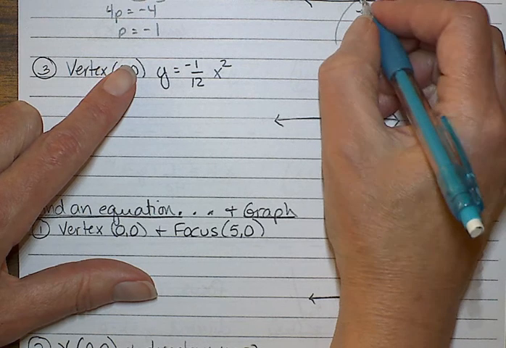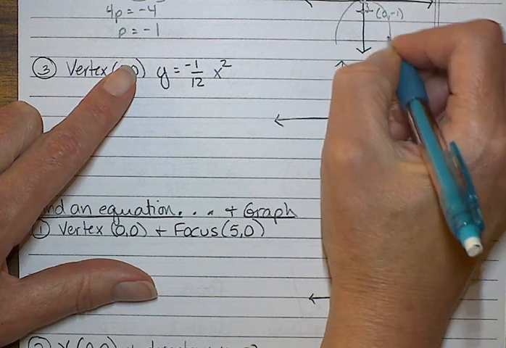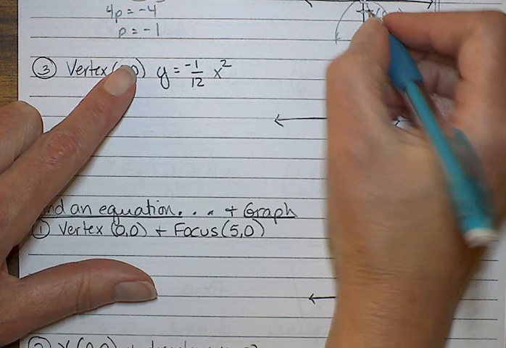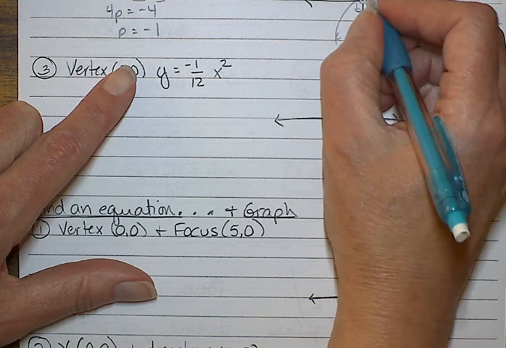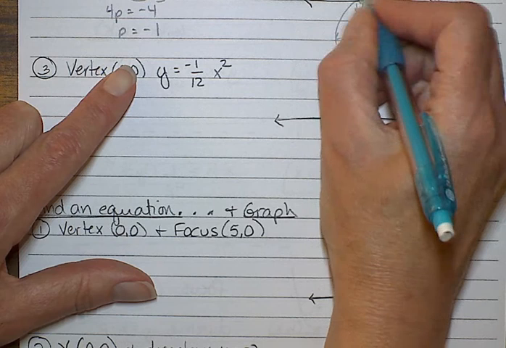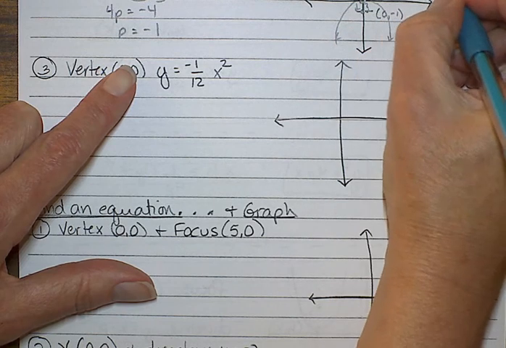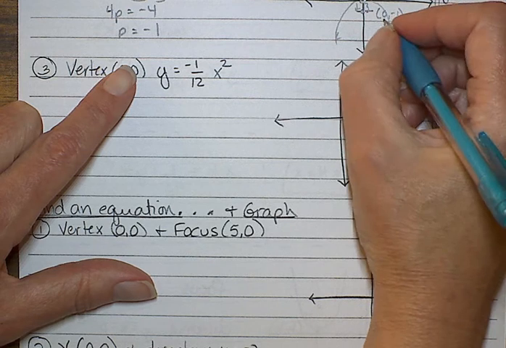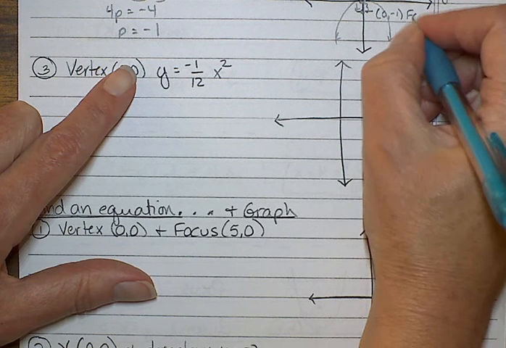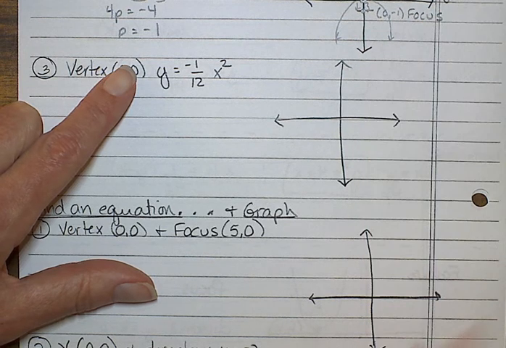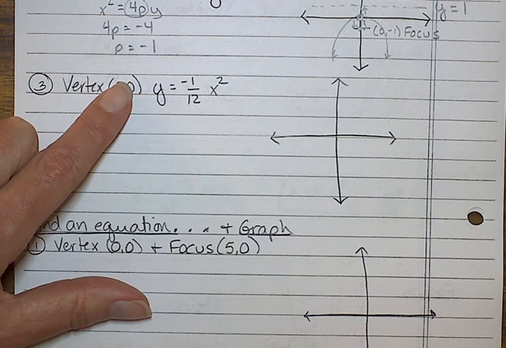I can sketch my graph, and then I need my directrix. If I go 1 unit down, I'll be going 1 unit up. So my directrix on this perpendicular line right here is going to be y equals 1, and my focus is going to be at 0, negative 1. Sorry, part of that was off the screen.